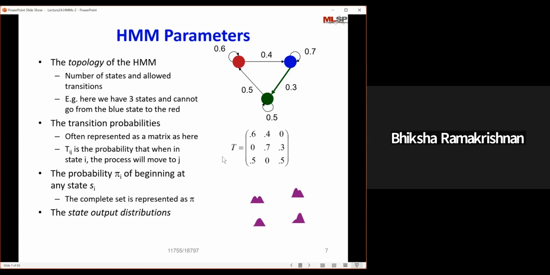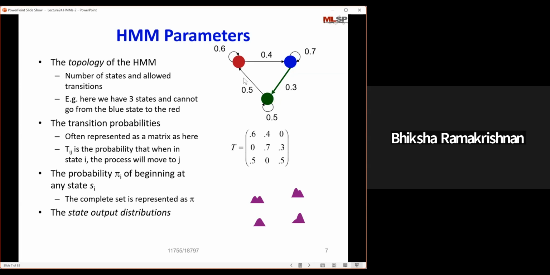So the HMM here has 3 sets of parameters. First is the topology, of course, how many states and how many transitions. So in this example, we have 3 states, and the allowed transitions are shown by the arrows. The next was a transition probability matrix, which said what are the probabilities of transiting from each of the states to other states. So here, for example, the first row represents transitions from the red state. The second row represents transitions from the blue state. The third row represents transitions from the green state.